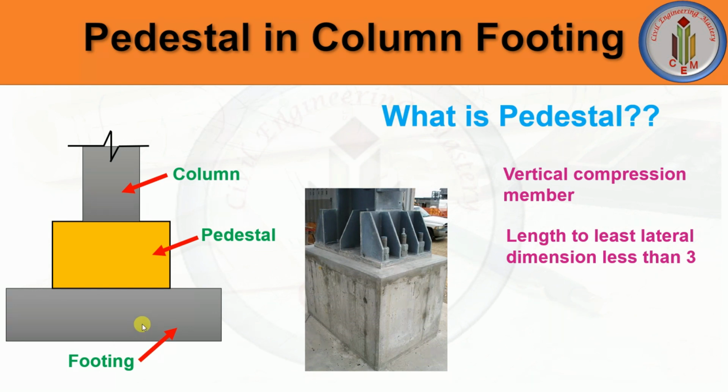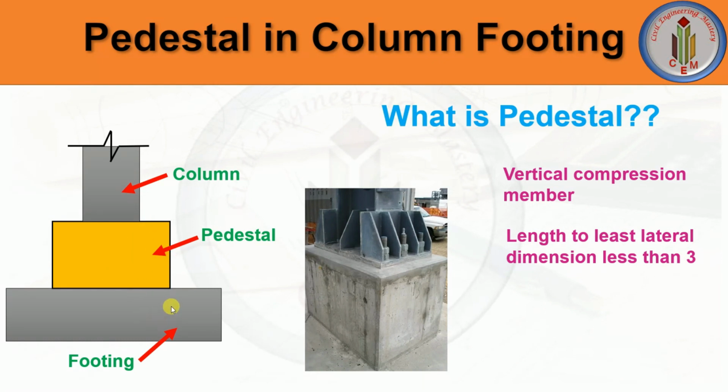Here, look into this image. This is footing, this is pedestal, and this one is column. We know what is footing and what is column. Now, what is pedestal? Pedestal is also a vertical compression member which is provided in various locations of a building as per its purpose. So according to the purpose, it is provided in the various locations.